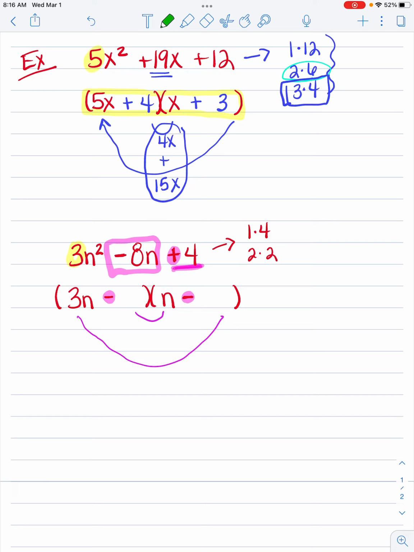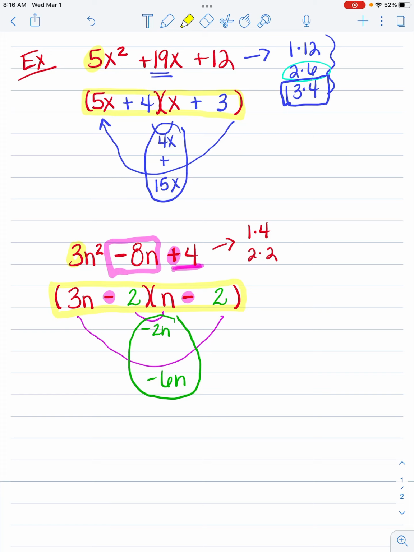Yeah, it looks like, well, let's just try it out. Okay, if you ever get stuck, and I do this sometimes too, and I'm not quite awake yet this morning. If we put a 2 and 2 in, let's see what we get. We get 3n times negative 2, so that's a negative 6n. And then we get a negative 2n in here, and look at that. That works right off the bat. If I add negative 2 plus negative 6, that's definitely a negative 8. And negative 2 times negative 2 gives me that positive 4 that I need. So that means my solution is 3n minus 2 times n minus 2.